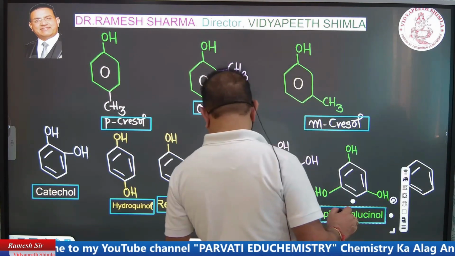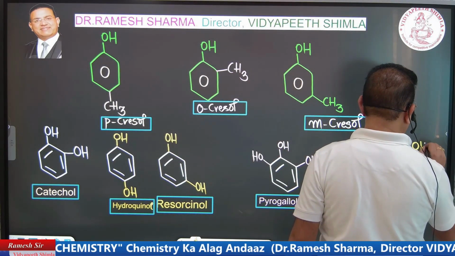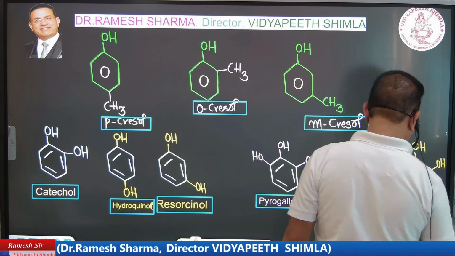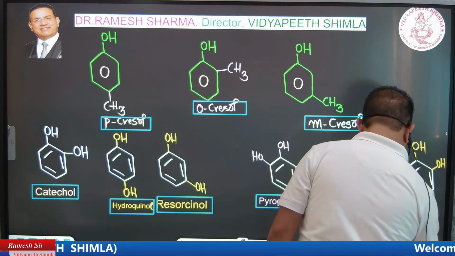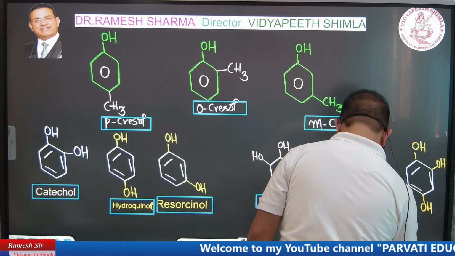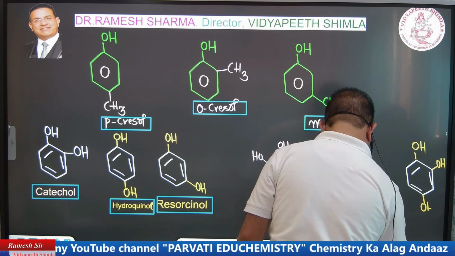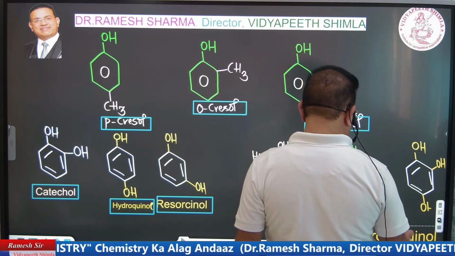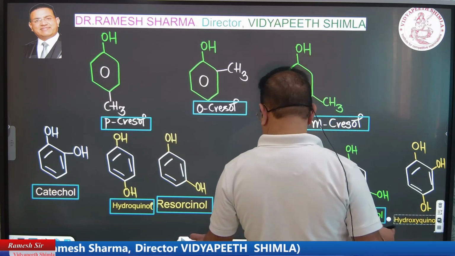However, the trihydric alcohol can be like this: 1, 2, 4. And this is called hydroxyquinol. So these are the different categories of alcohol. May be aliphatic, may be aromatic.